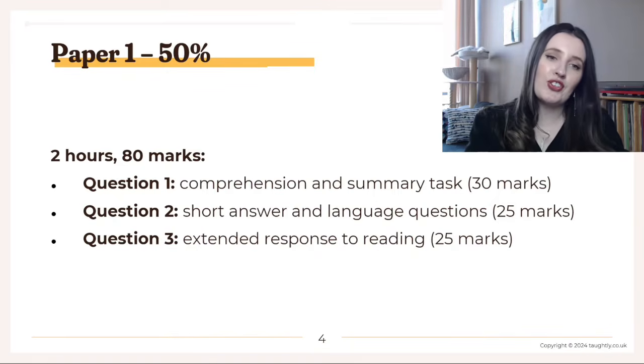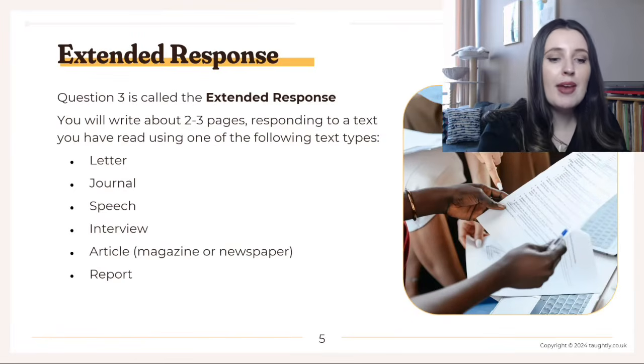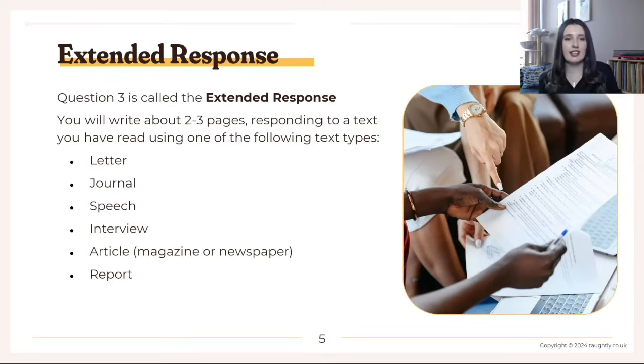Now on the question 3 extended response, you will be asked to write one of these text types. So a letter, a journal, also known as a diary, speech, interview, an article, which could be a magazine or a newspaper article, and a formal report. So therefore, it's really important that you guys know how to write all of these text types.